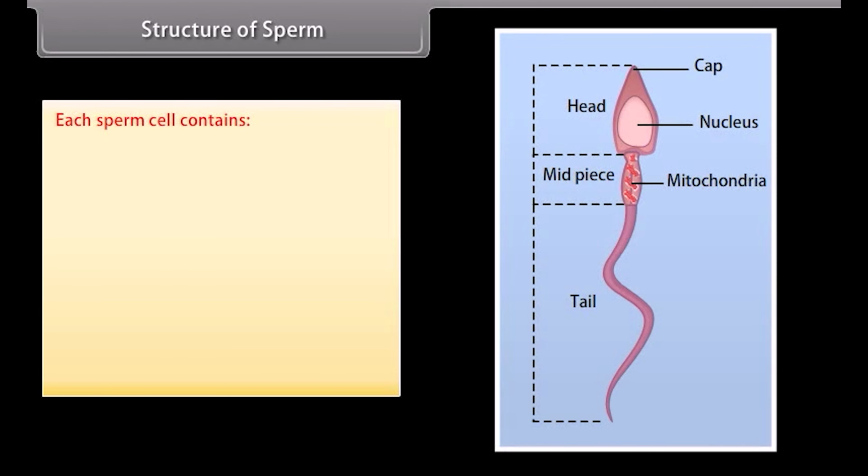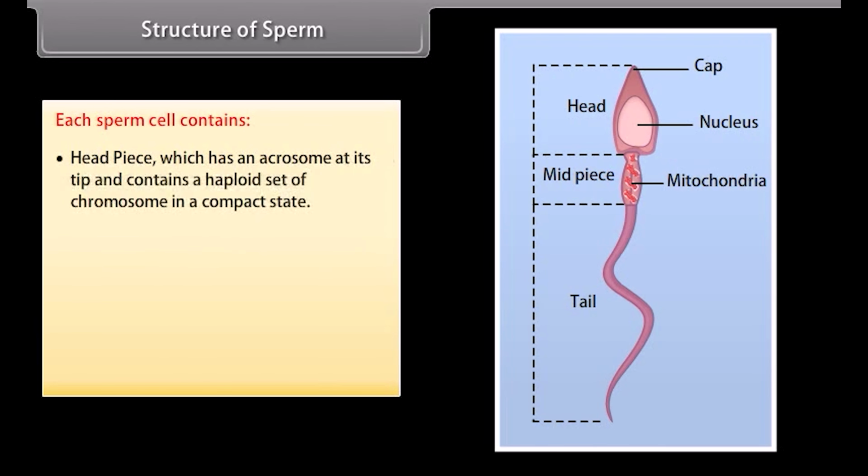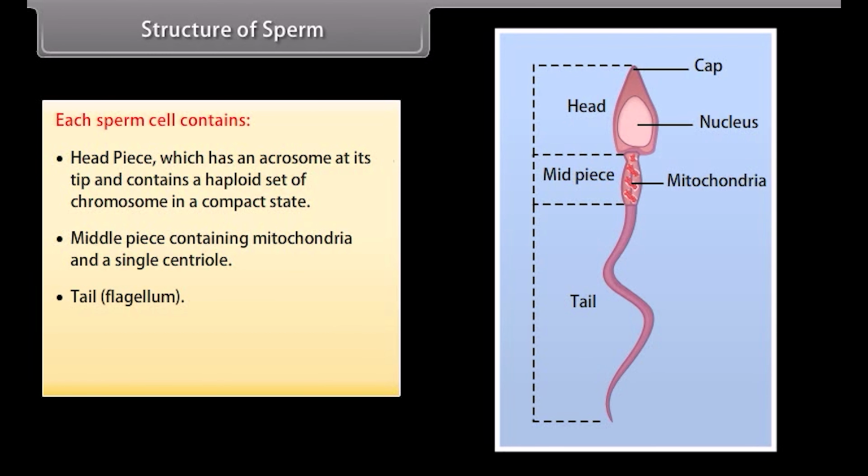Structure of sperm. Each sperm cell contains a head piece, which has an acrosome at its tip and contains a haploid set of chromosomes in a compact state. Middle piece containing mitochondria and a single centriole. Tail or flagellum. An adult male produces about 100 million sperms each day.